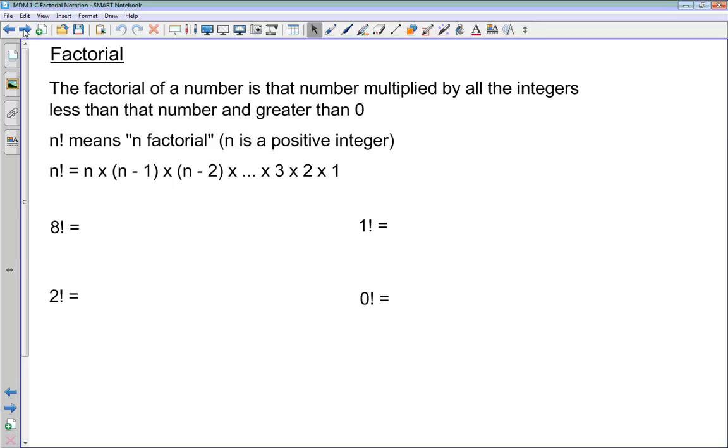So first off, the definition of a factorial. The factorial of a number, and these numbers are always positive integers. Factorial of a positive integer is that number multiplied by all of the integers that are less than that number and greater than 0. The symbol for factorial is a number followed by an exclamation mark. So n exclamation mark means n factorial. And again, n is just a positive integer.